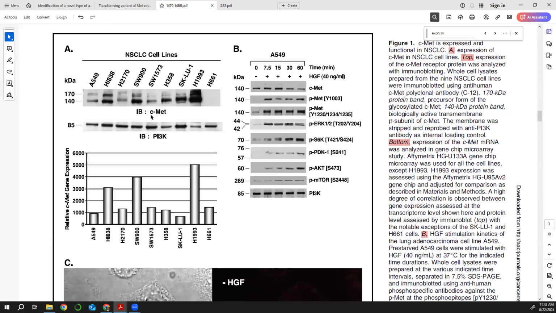So figure 1 here shows the expression of c-MET across several cell lines that you see here, okay? This is a Western blot with an antibody against c-MET. And you could see that these various non-small cell lung cancer cell lines express the c-MET protein. Note that there are two major bands, one at 140 kilodaltons and 170 kilodaltons, that are detected by the anti-c-MET antibody. And that is because there is a leader sequence that is cleaved off in c-MET.